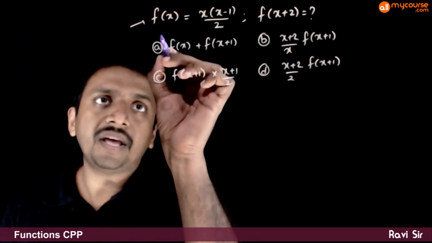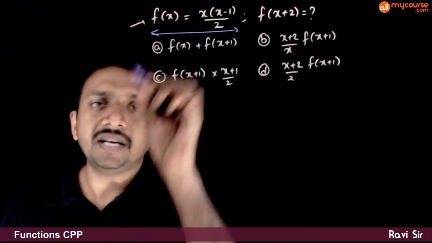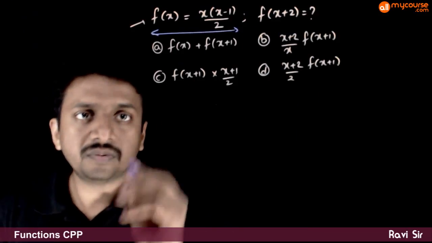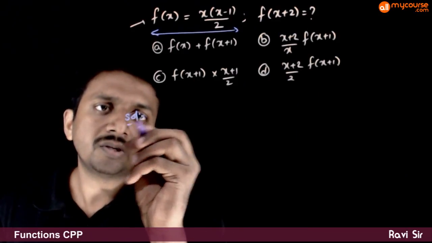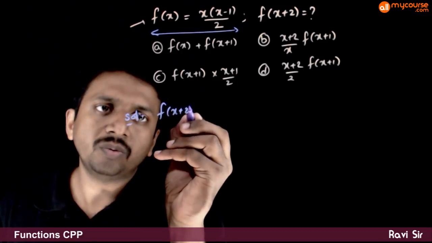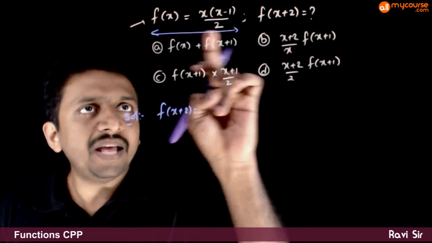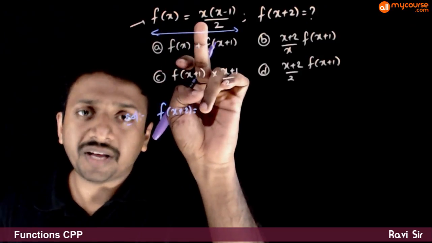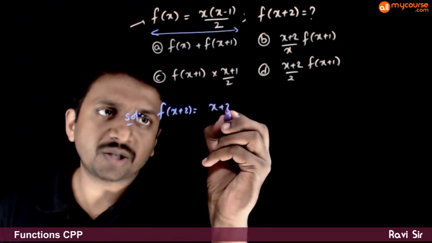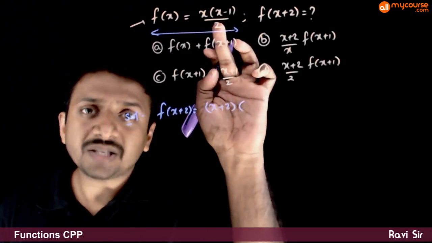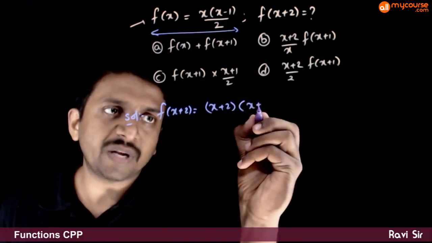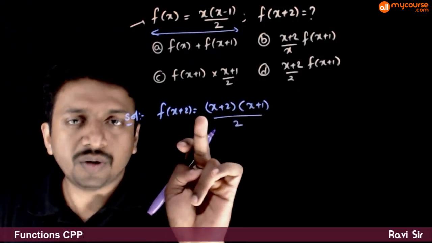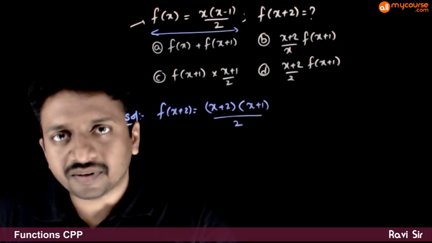In this question, you are given f(x) = x(x − 1)/2. You are asked to find f(x + 2). So f(x + 2) is nothing but, in the place of x here, you just need to put x + 2. So in the place of x, you put x + 2. So this becomes (x + 2)(x + 2 − 1)/2, which is (x + 2)(x + 1)/2. So f(x + 2) is (x + 2)(x + 1)/2.